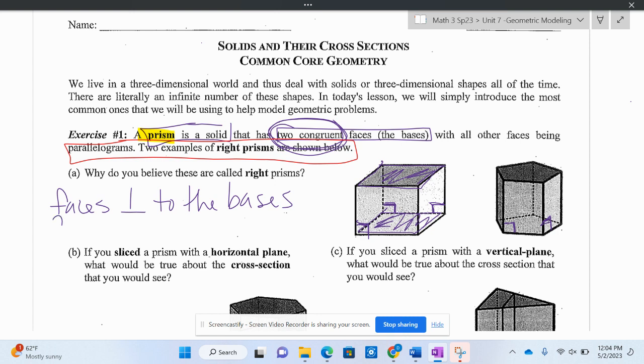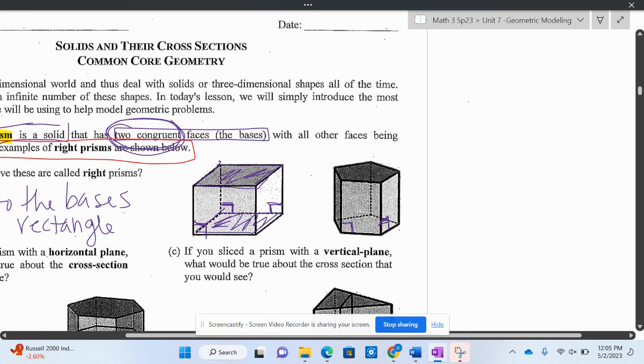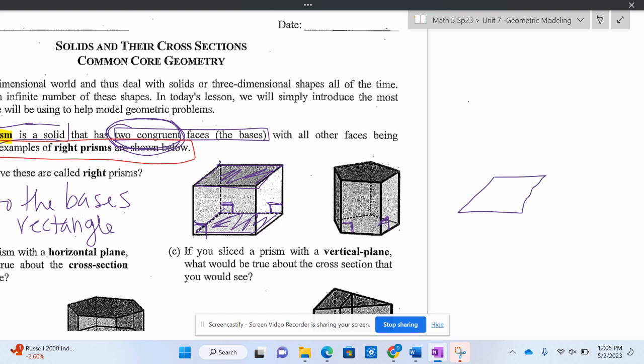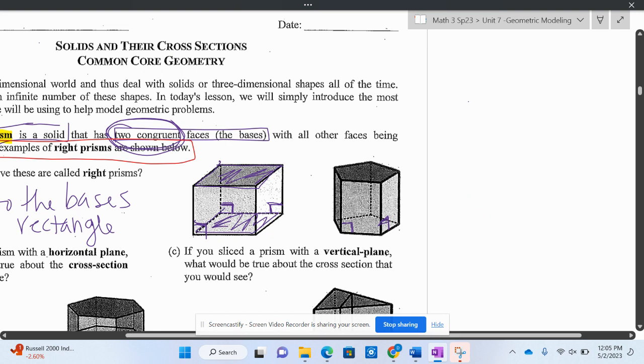And also, all of the faces are rectangles. So if it's a right prism, the faces are going to be rectangles. If it's an oblique prism, the faces are going to be parallelograms. And I'm going to draw an oblique prism because I think that's super helpful. So here is my base. Let's see, I don't think I can draw it that way. I know it can be drawn that way, but my brain can't process it that way. Let me do it like this first.